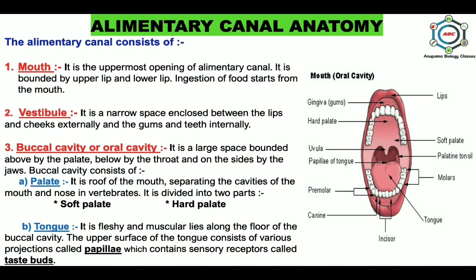Next is the tongue. It is a fleshy and muscular structure which lies along the floor of the buccal cavity. The upper surface of the tongue consists of various projections known as papillae, which contain sensory receptors called taste buds. Tongue is an organ which acts as a brush to clean the teeth. It also plays a role in speech because it helps in forming words along with lips, teeth, and hard palate. It's an organ of taste also.